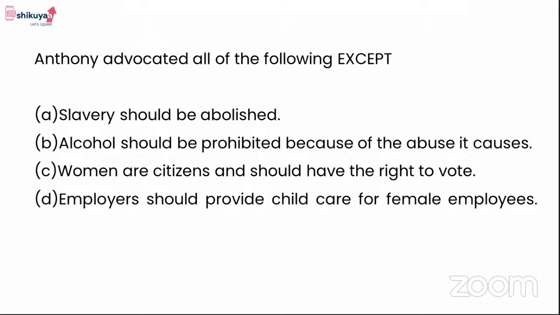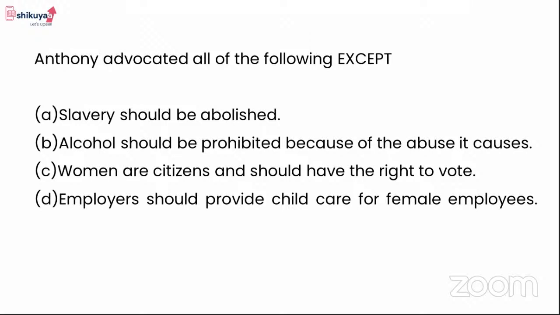Anthony advocated all the following except which one? Slavery should be abolished. That is what Anthony tried to say. Alcohol should be prohibited because of the abuse it causes. Women are citizens and should have the right to vote. That is what it says in the passage. Employers should provide childcare for female employees. Is that what she's trying to say?